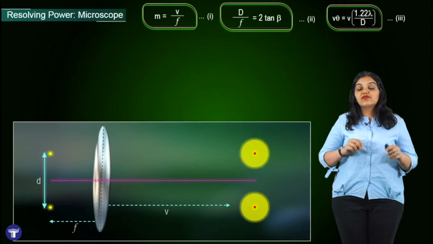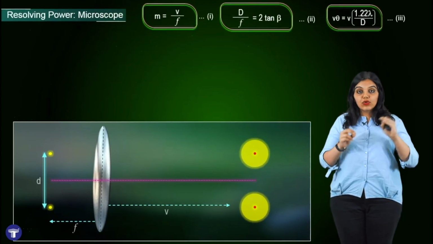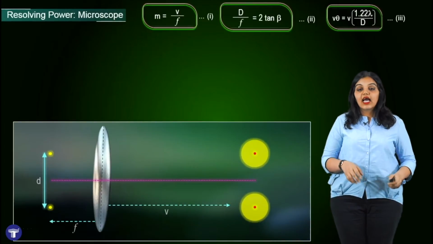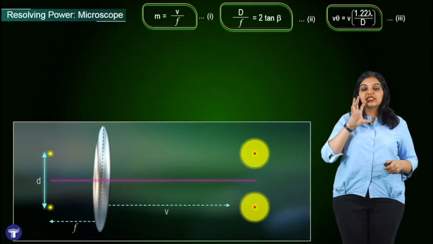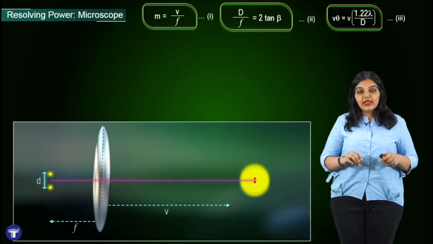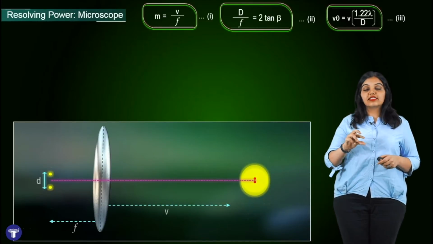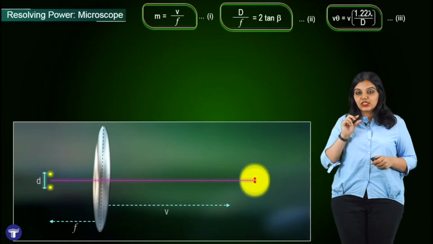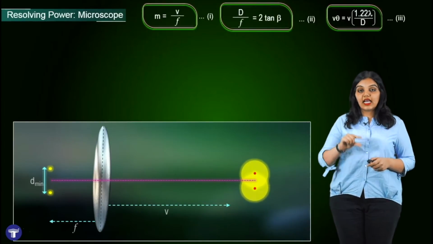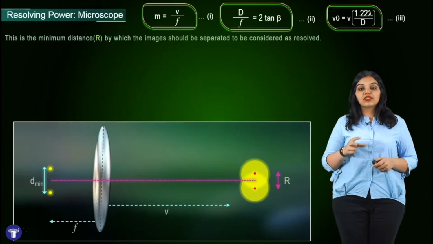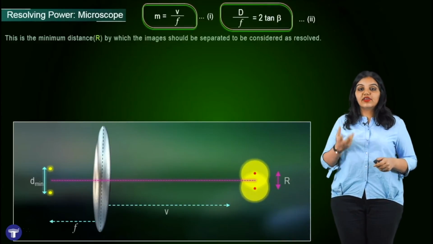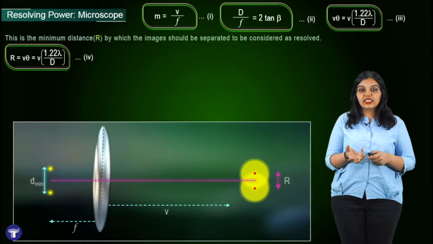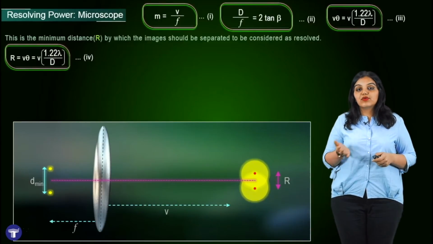Now suppose I have two objects and I'm looking at the two images formed by this lens. I will see that these two images are nothing but diffraction limited images, which means they are two Airy discs. When these two discs are just resolved, that is, the images of the two objects are just resolved, in such a case I say that the distance between them is r, which is nothing but the Rayleigh criterion, and this distance is nothing but v theta itself. So r is equal to v theta, which is equal to v 1.22 lambda by d.